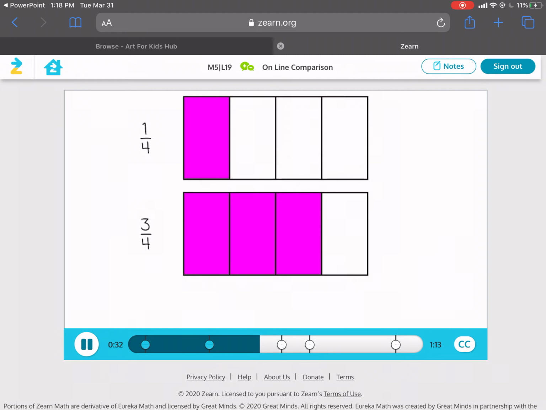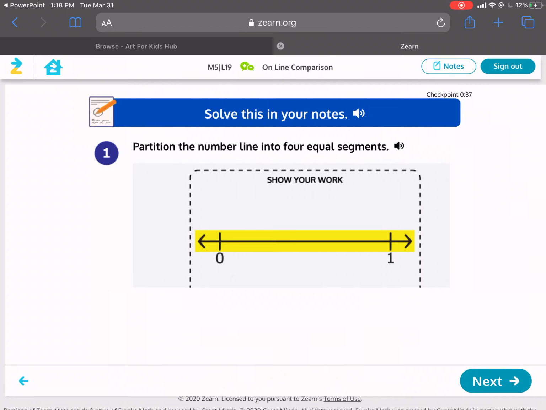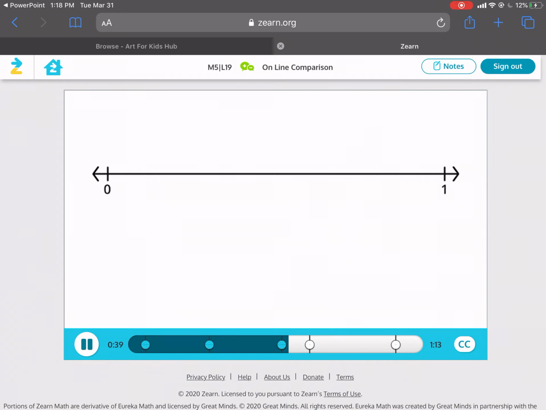Watch as I use our rectangles to measure and draw a number line from 0 to 1 like this. All right. I know that you don't have your Module 5 Lesson 19 notes, but I still want you to follow along with me. Partition the number line into 4 equal segments. Label the number line using fourths. Kayla: I partitioned the number line into fourths and labeled it like this.